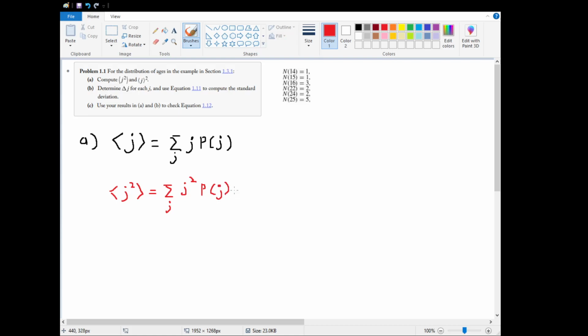And if you were to add this out, this becomes 1 over 14 times 14 squared plus 15 squared plus 3 times 16 squared plus etc, etc, etc. And if we were to plug this in fully, we would get 459.57. So that's our first one.